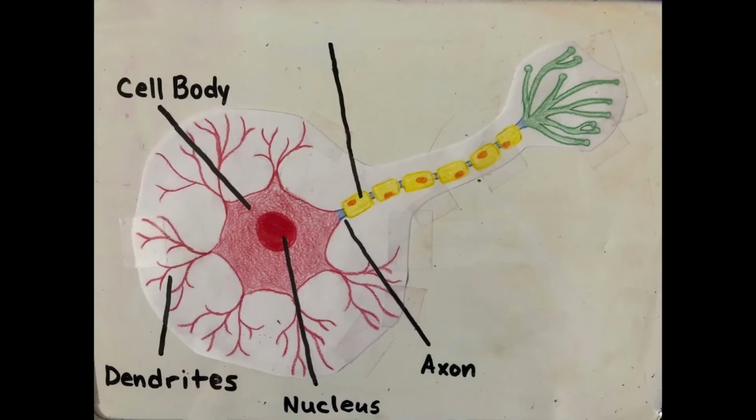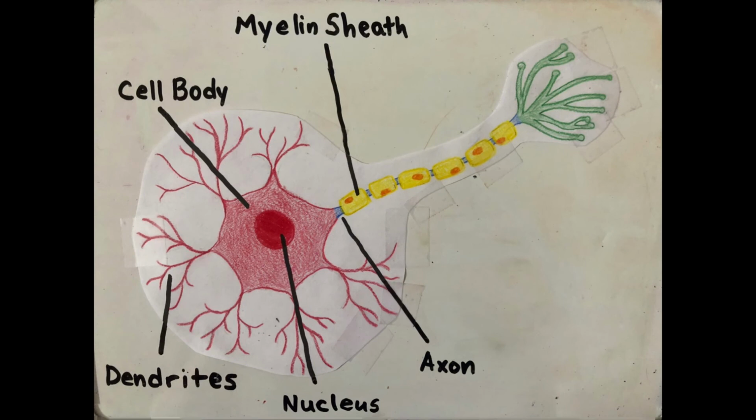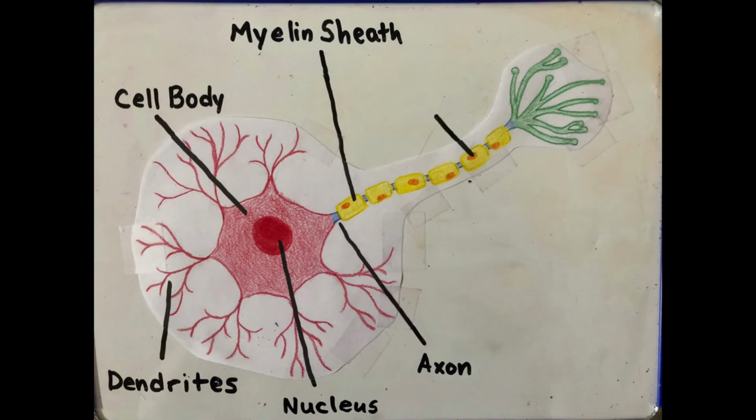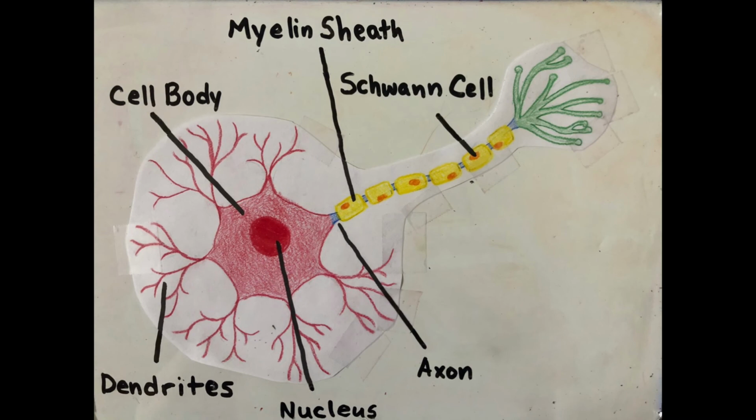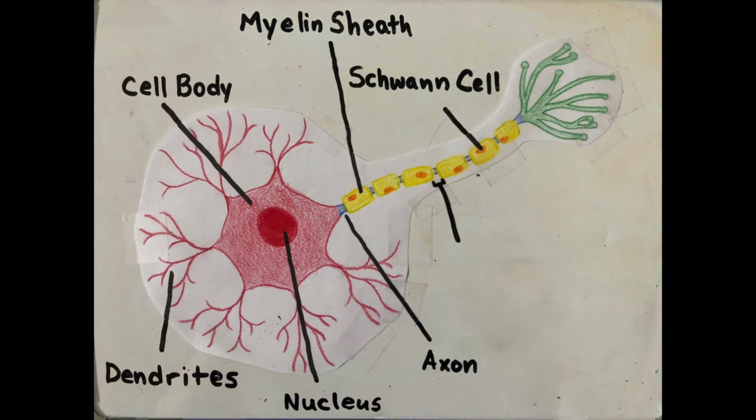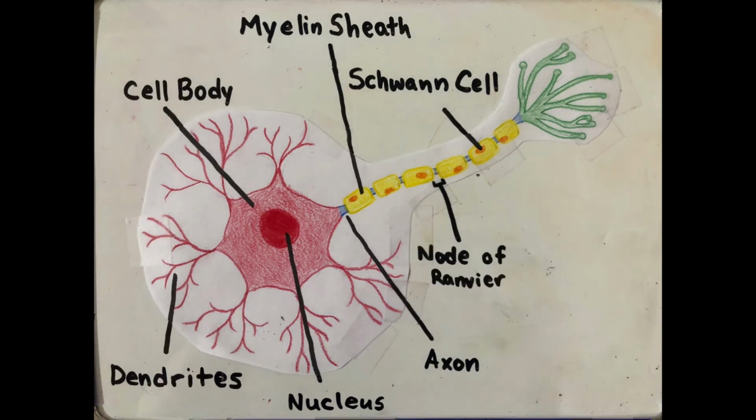Shown in yellow are the myelin sheaths. These layered fatty sections increase the speed with which the signal is propagated through the axon by providing insulation. The myelin sheaths are produced by Schwann cells, shown in orange. The spaces between these sections of myelin sheath are known as nodes of Ranvier. These allow ions to access and to pass through the membrane of the axon.